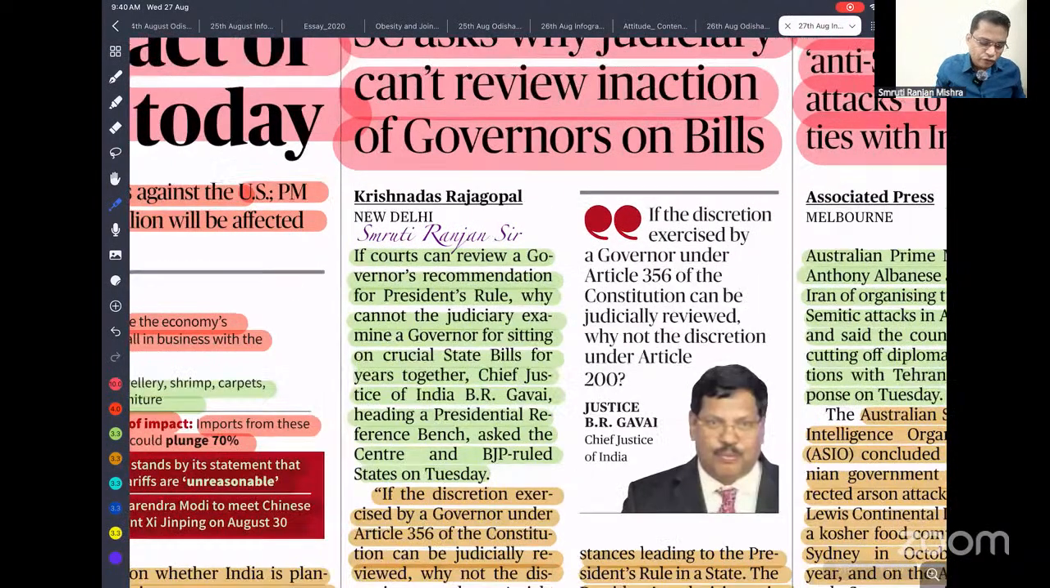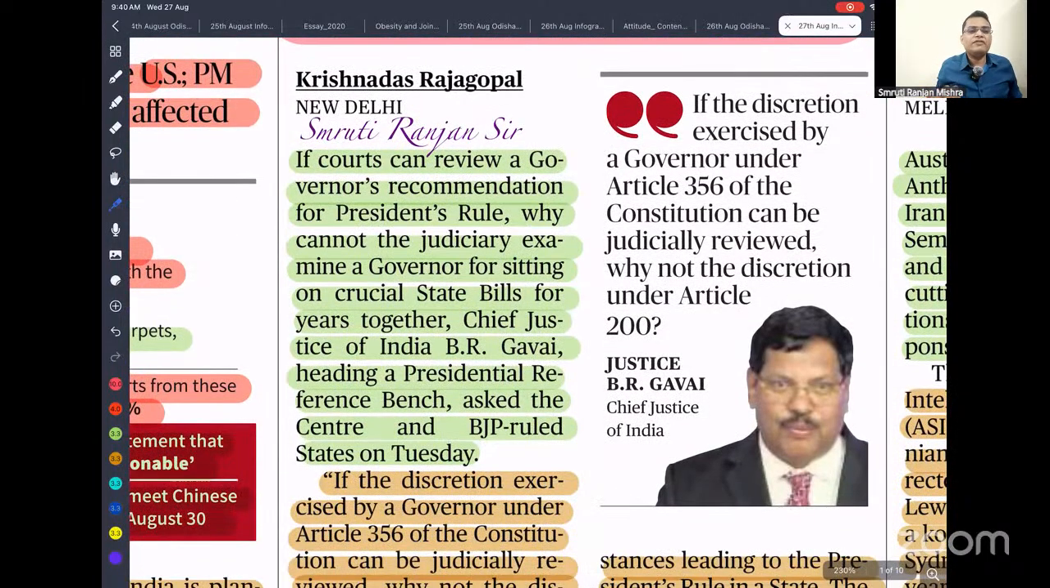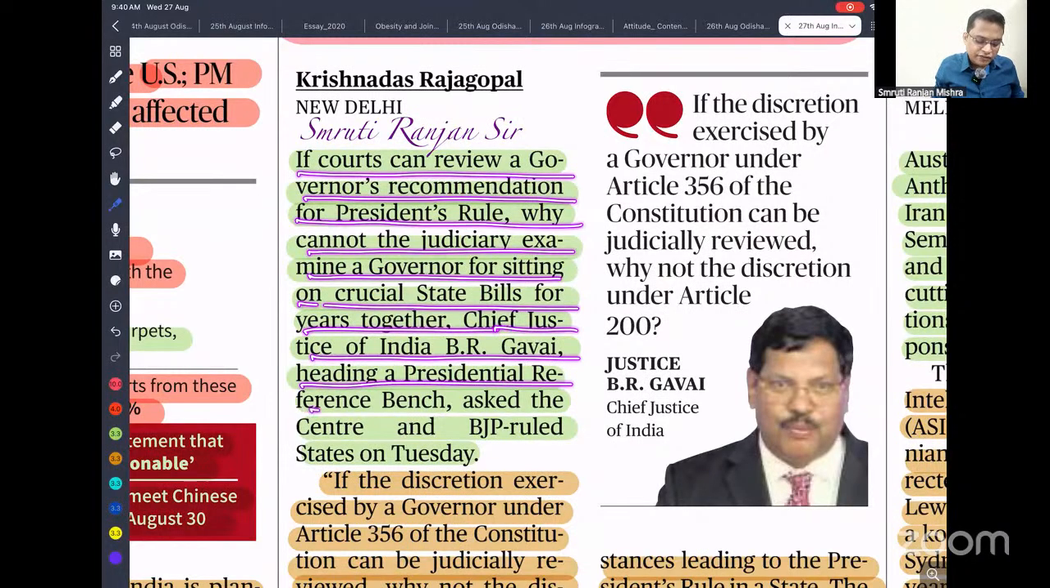That is against democratic principles. Okay? If the court can review a governor's recommendation for president's rule on the ground of malafide intention, why is the court not able to intervene when a bill is kept pending for years? That is what they are saying. If the court can review the governor's recommendation for president's rule, why can't the judiciary examine the governor sitting on a crucial state bill for years together? This is what was said by Chief Justice B.R. Gavai, heading the presidential reference bench, asking the Centre and BJP-ruling states.